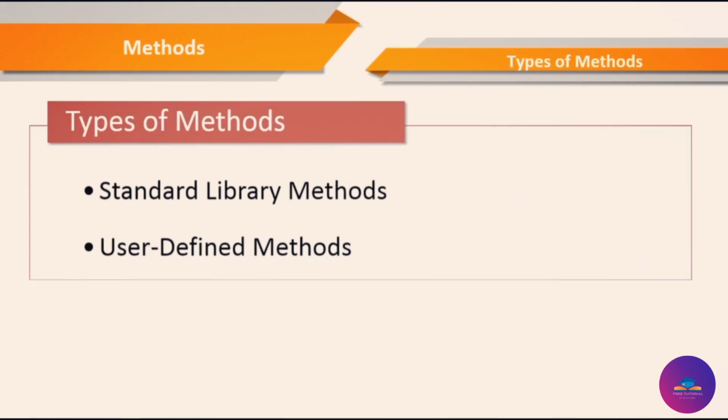Types of methods. We basically have two types of methods in Java. The first one is standard library methods, and the second one is user-defined methods. Java, of course, has a library of predefined classes and methods organized into packages. In order to use these methods, we'll import the packages and use them directly in our program. We will cover packages in the next few slides.